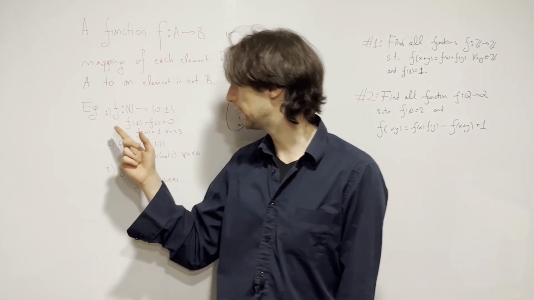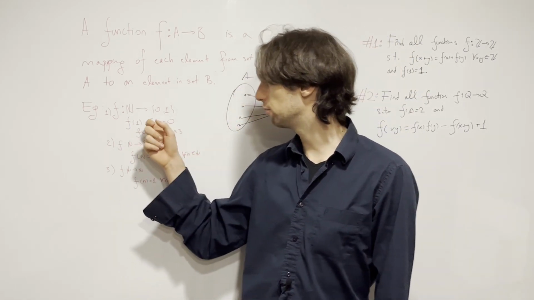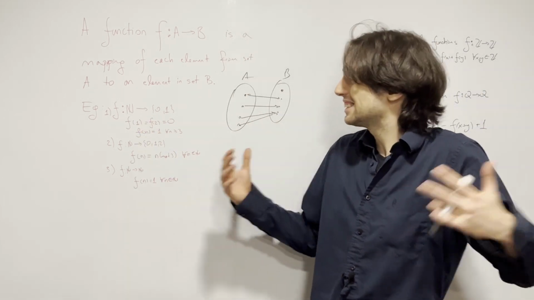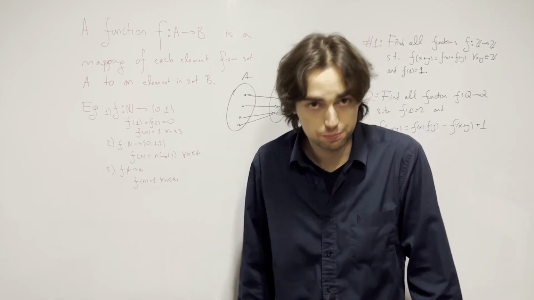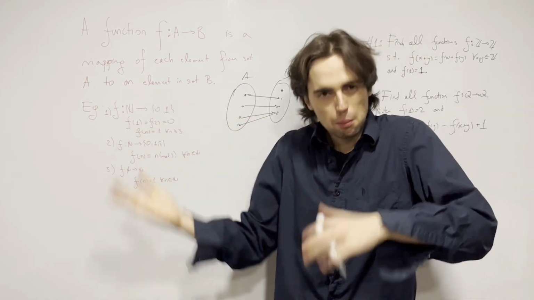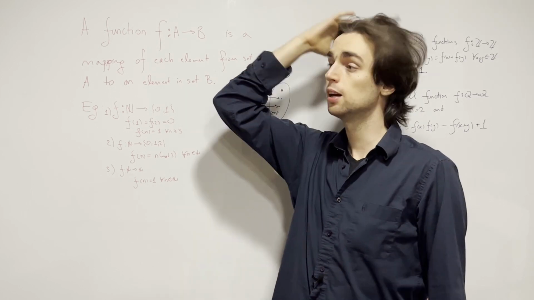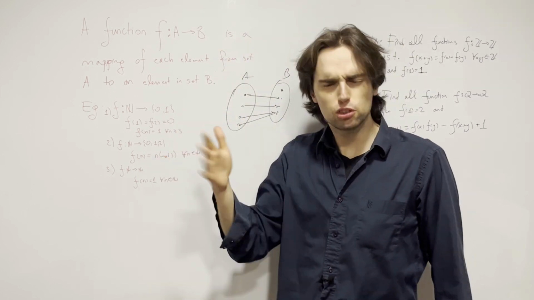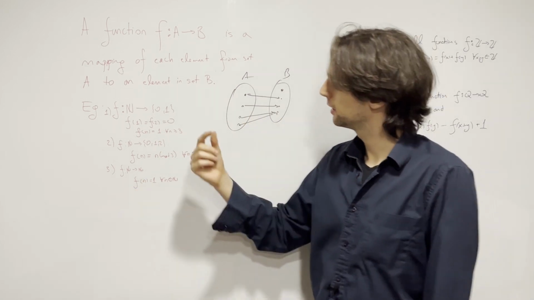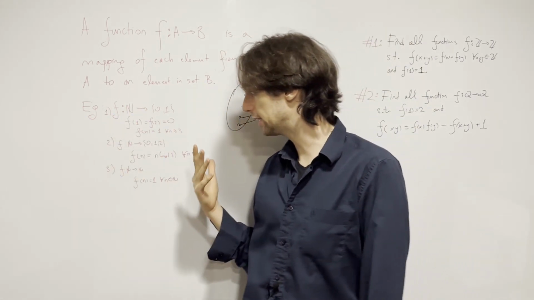Examples of functions: say, a function from the natural numbers to 0 and 1. It can be that f of 1 and f of 2 are 0, and f of n is 1 for every other n. It doesn't have to be a polynomial. It can be any old mapping. We usually map numbers to numbers, or sets of numbers to sets of numbers, because there's a bijection between any collection of things and numbers.